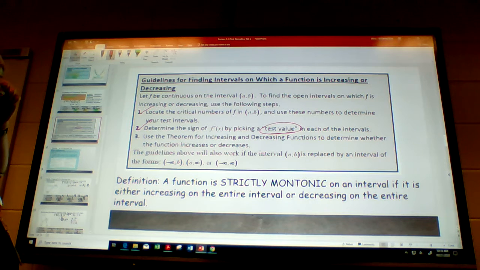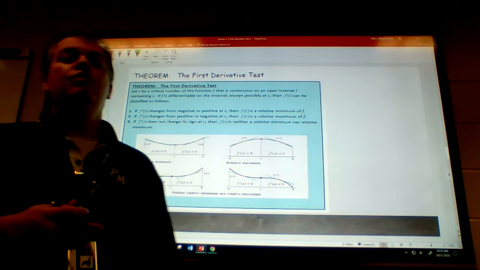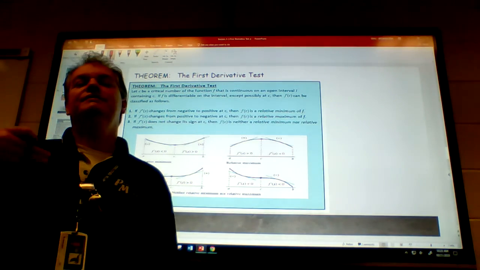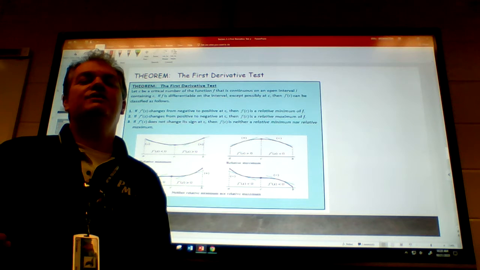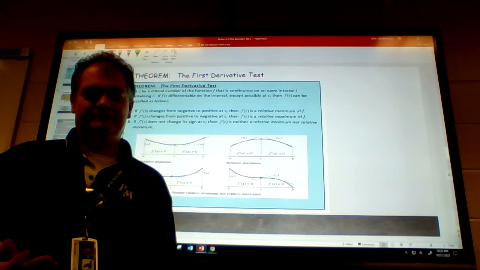All right. Now, here's some other critical information. Using the first derivative test, let c be a critical number. What we're going to do here is use that first derivative test to determine whether that critical number is a maximum or a minimum.